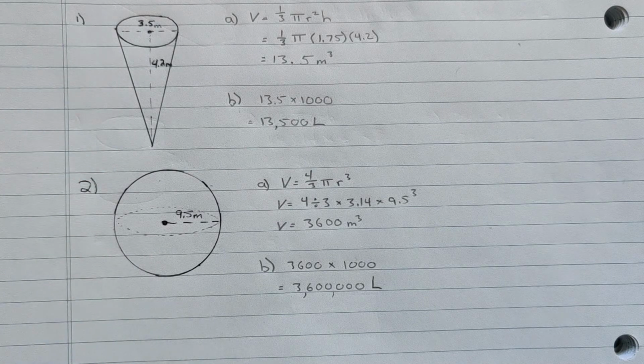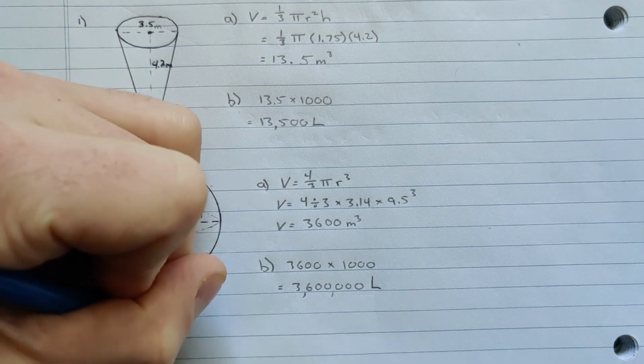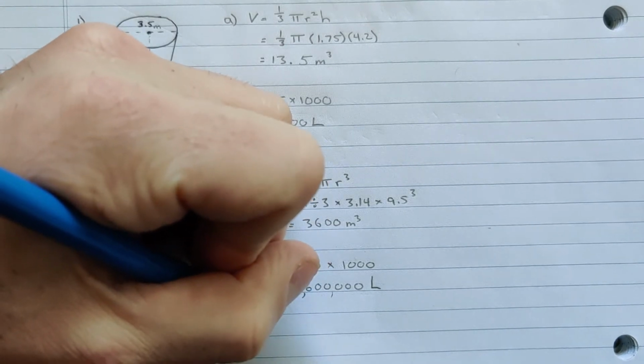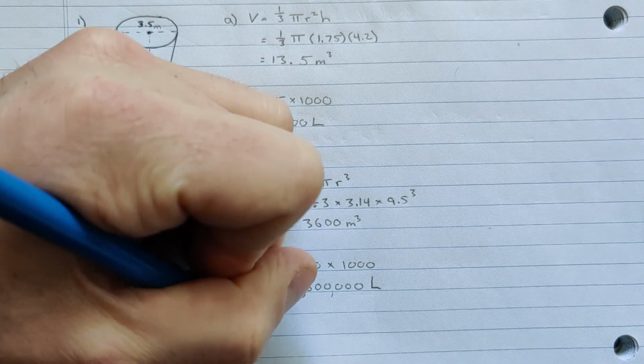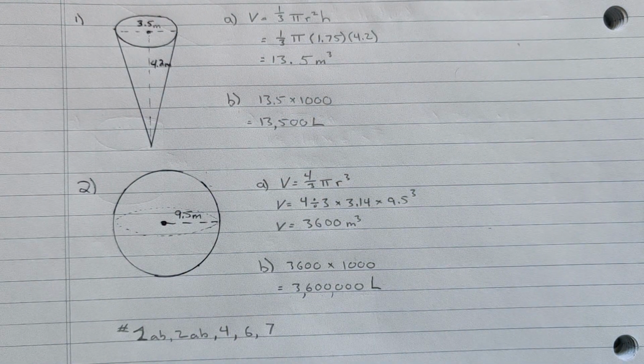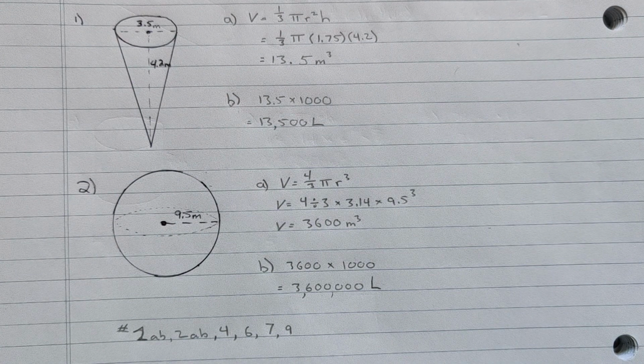All right, for some questions out of the assignment sheet included, we're going to be looking at numbers 1AB, 2AB, 4, 6, and 7. Those would be some good problems to check out. Maybe one more. Let's do one more. Number 9. Let's try number 9 too. That'd be good. So 1AB, 2AB, 4, 6, 7, and 9 for some questions to do out of the handout.